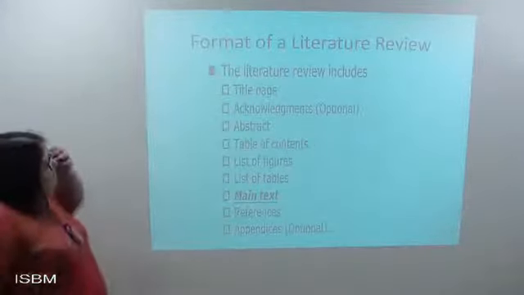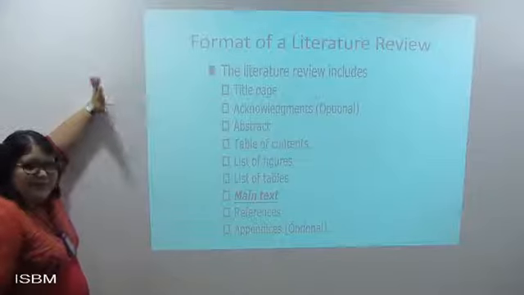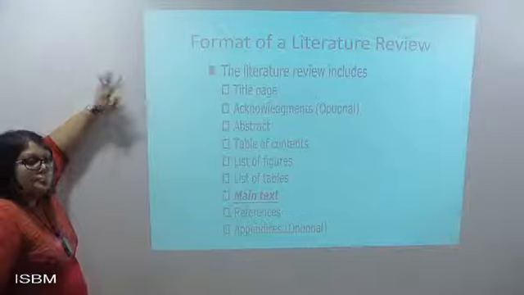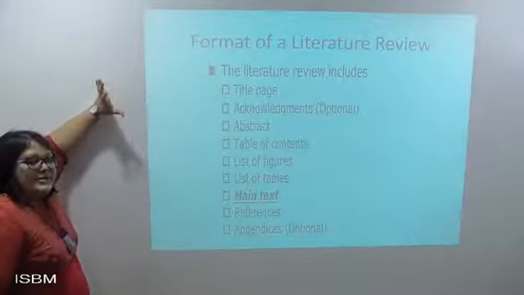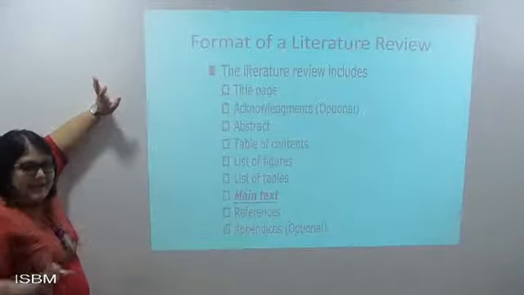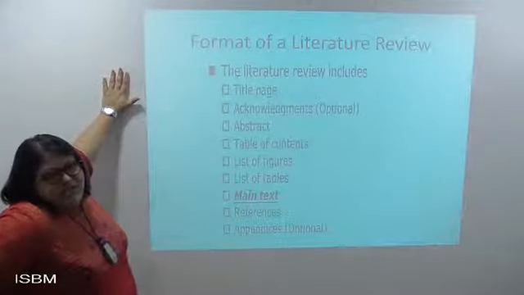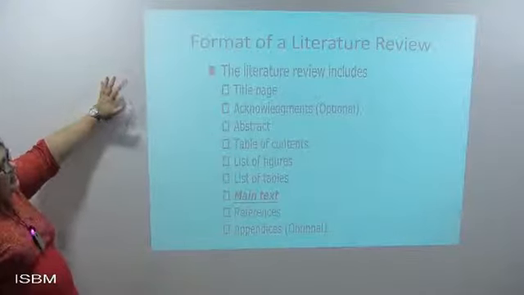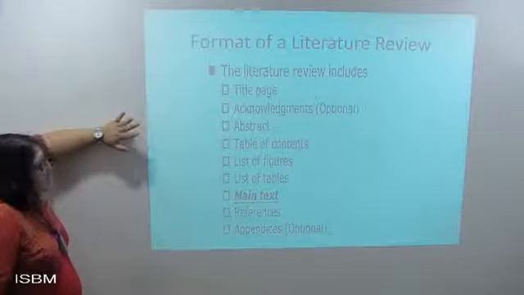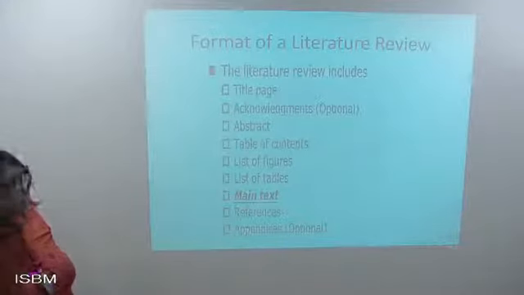Now the format of the literature review includes your title page, and your acknowledgement, whom you want to thank, whom you don't want to thank, it's totally optional and personal. Then the abstract. Abstract is nothing but a short summary which allows the person to know what you are exactly looking for in this study. A good abstract will not exceed 100 to 150 words. Then the table of contents, what you have included in your research, the list of figures, the list of tables, your main text, the references and the appendixes.